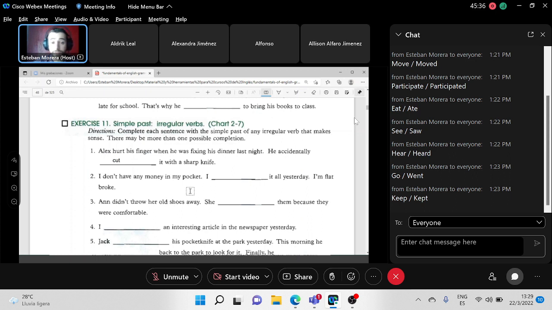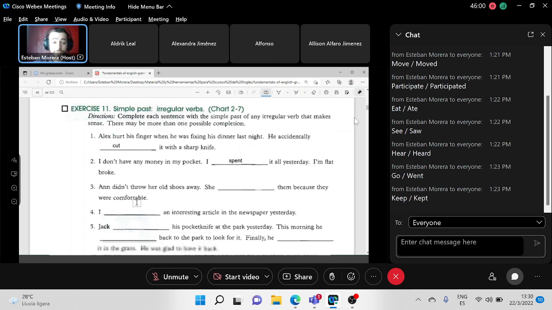Number two, I don't have any money in my pocket. I spent it all yesterday. Spent is the past tense of spend. Spend is in the present. Spent is in the past tense. This is another example of an irregular verb. I am broke, or I am flat broke.